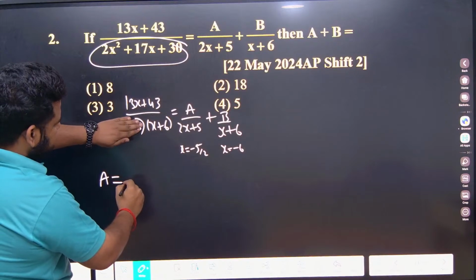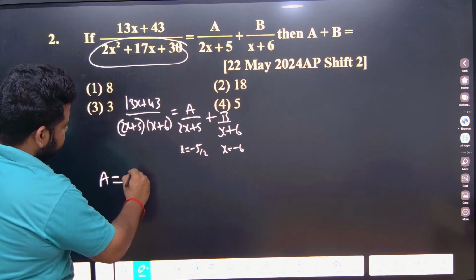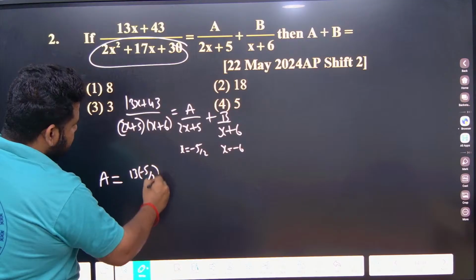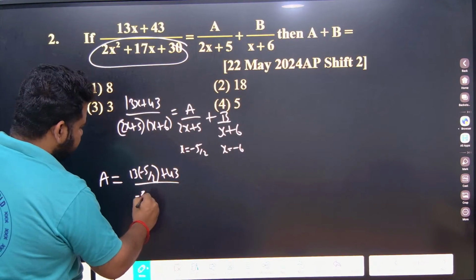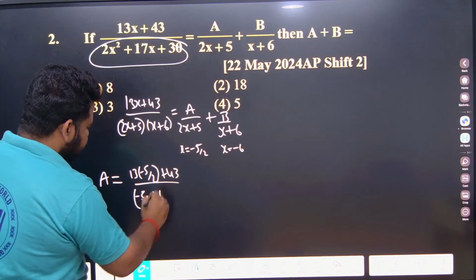What should I take as the x value? Minus 5 by 2. So 13 into minus 5 by 2 plus 43, divided by what is this? 2 into minus 5 by 2 plus 6.